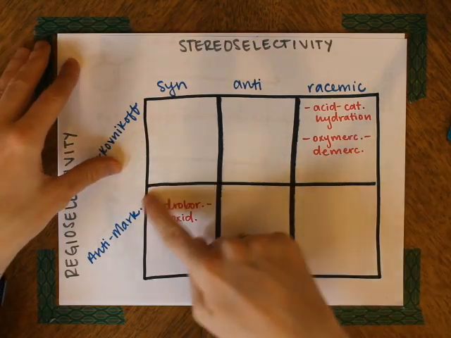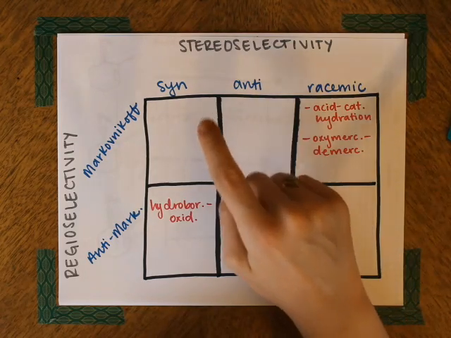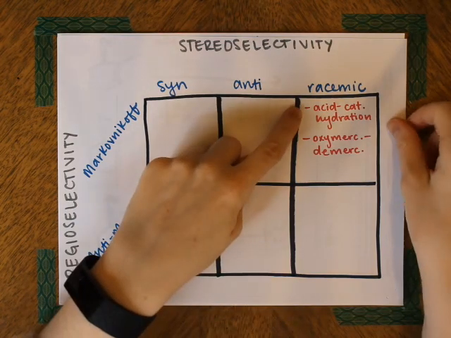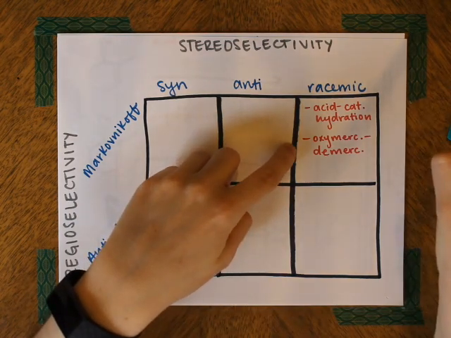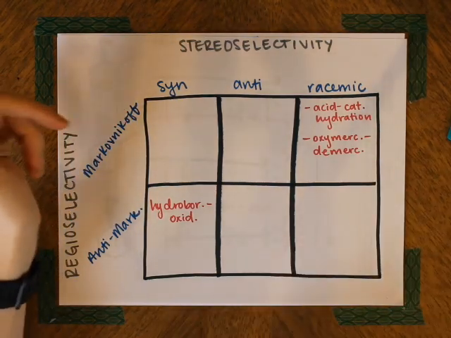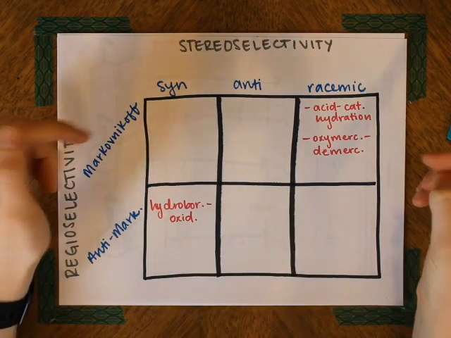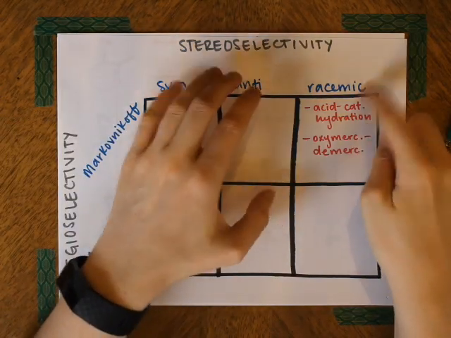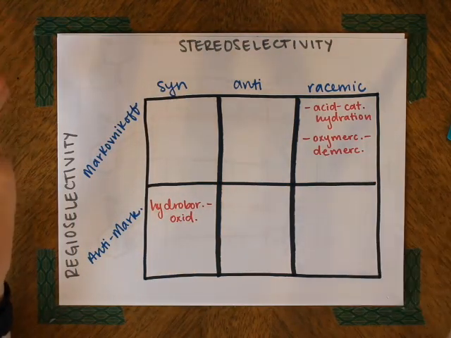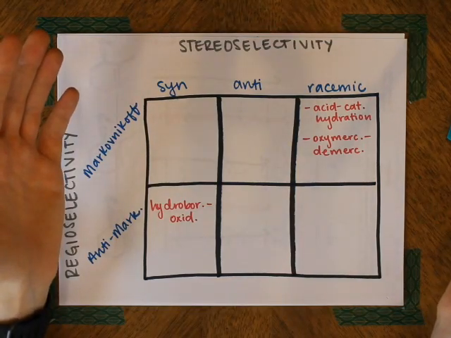So hydroboration-oxidation is the only one that's anti-Markovnikov, and it also adds syn in stereoselectivity. These two, acid-catalyzed hydration and oxymercuration-demercuration, are going to be added racemic, but they're also going to both be Markovnikov. And so the interesting thing about these two is that they're in the same box. So you think maybe they're going to end up being the same thing in terms of predicting the products.